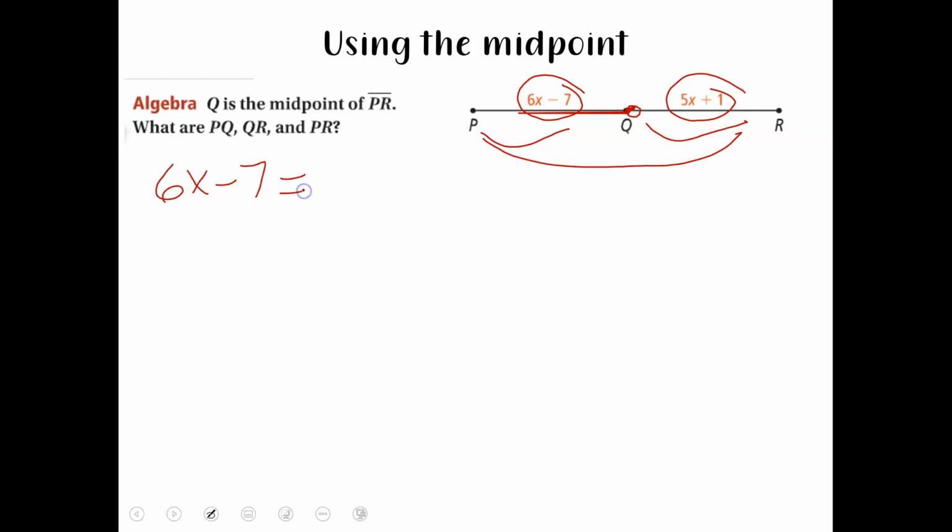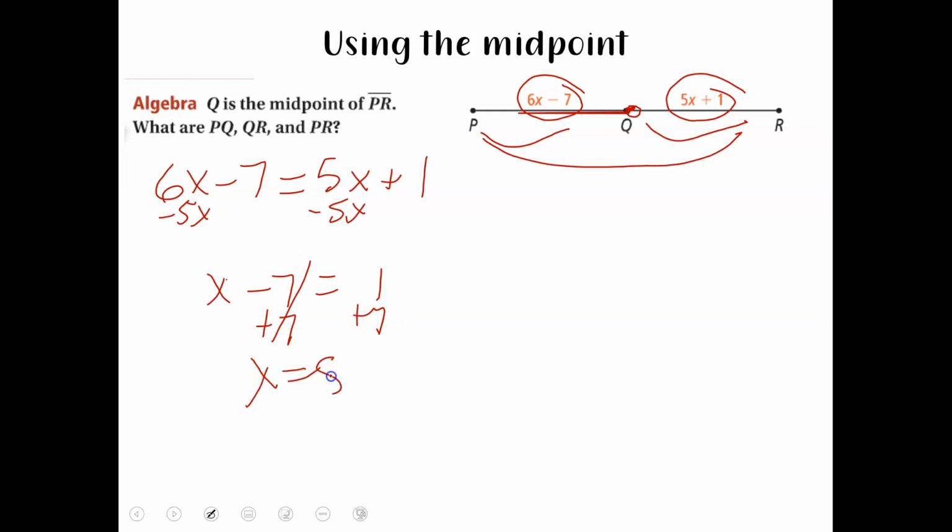6x minus 7 equals 5x plus 1. To solve this algebraically, you subtract 5x from both sides, and you get x minus 7 equals 1. Then you add 7 to both sides, and you get x equals 8. So you figured out what x is, but you haven't figured out what PQ, QR, and PR are.